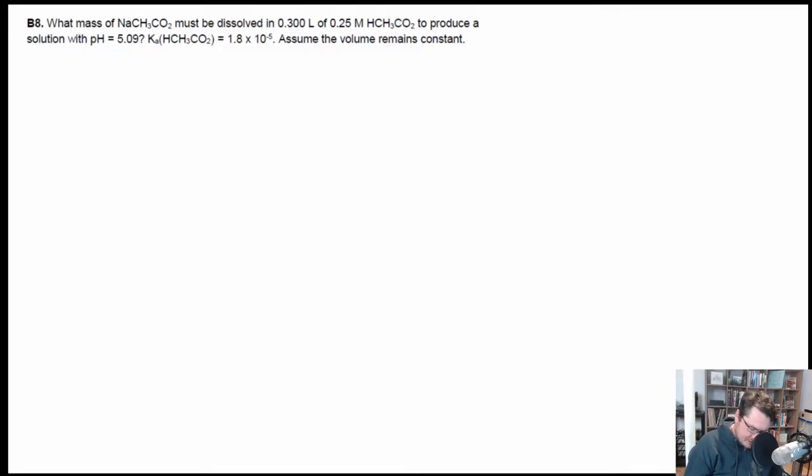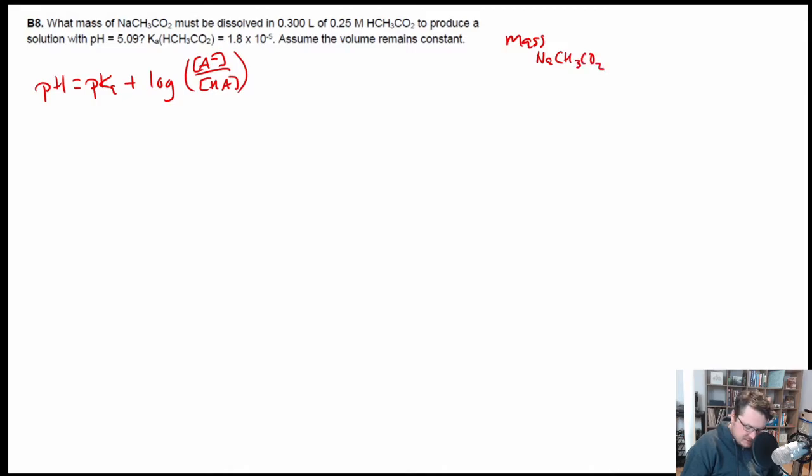So to do that, that equation is pH equals pKa plus the log of the base over the concentration of the acid in that scenario. And so now we know what the concentration is of the acid. We just need to figure out what the concentration of the base is supposed to be. And we're trying to get the mass of the sodium formate. Or no, that's not sodium formate, that's sodium acetate. My bad. So that's what we're looking for.